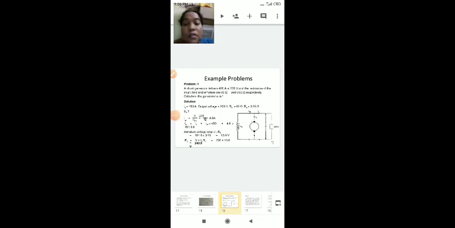Let's see an example problem. Up to now, we are learning about the shunt generator, series and cumulative generators. Now, an example about the shunt generator. The question is: a shunt generator delivers 450 amperes at 230 volts, and the resistance of the shunt field and armature are 50 ohms and 0.03 ohms respectively.